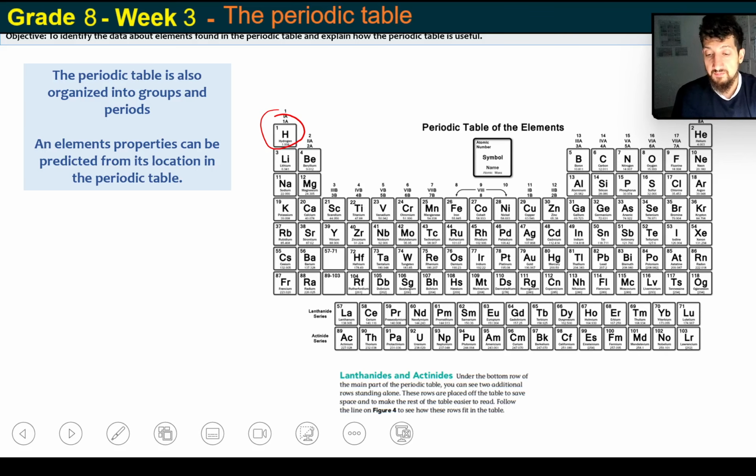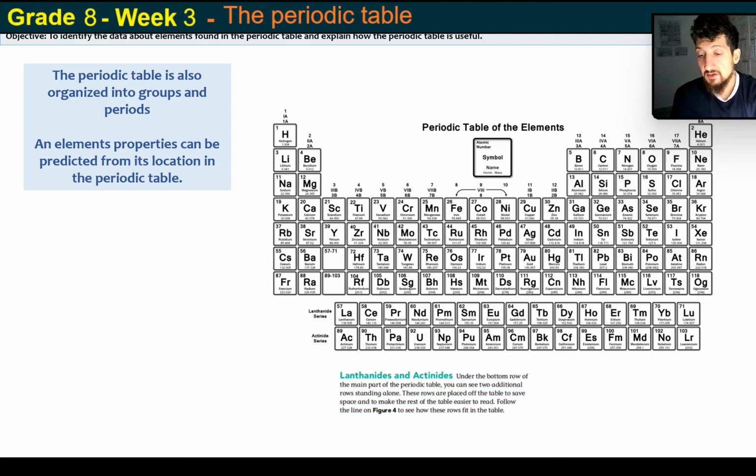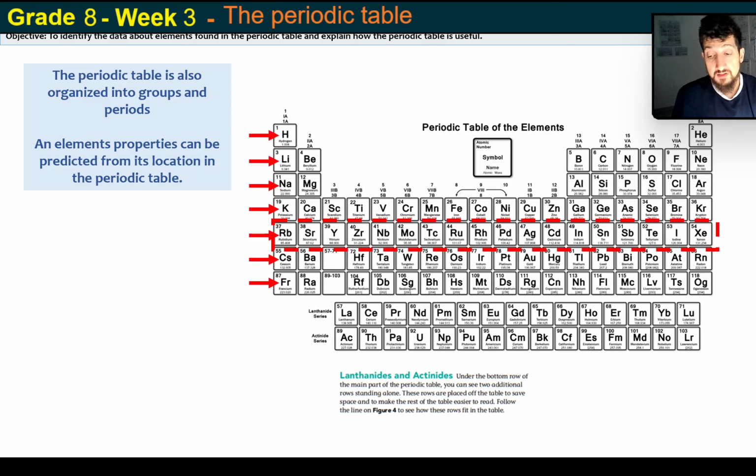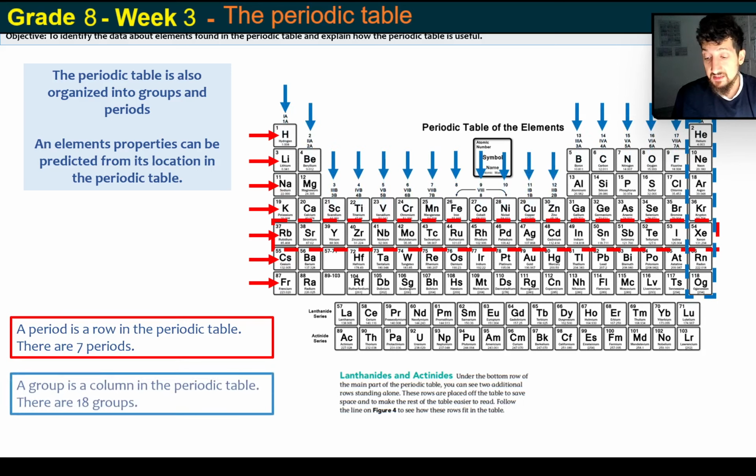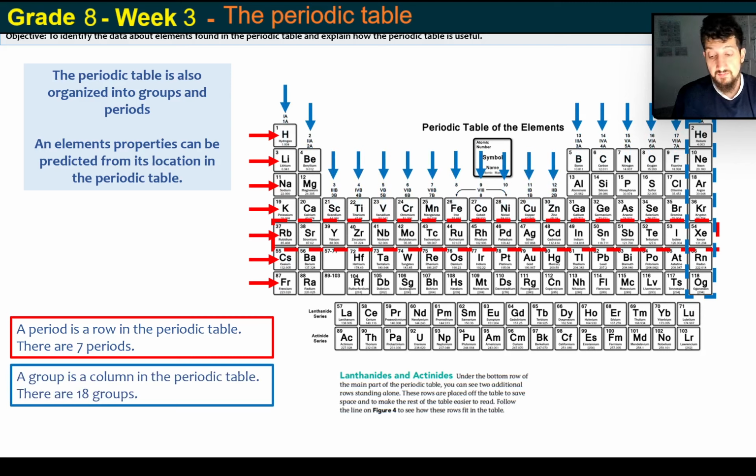Okay. So let's have a look over here. The periodic table is also organized into groups and periods, as we've said. So this here is considered a period. How many periods have we got? We've got 7 periods. A period is a row in the periodic table, and there are 7 periods. And here is a group, and we've got 18 different groups in the periodic table.